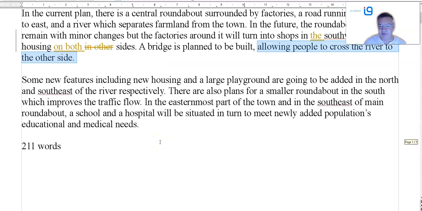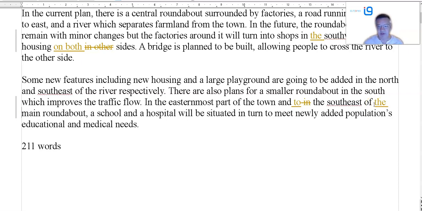"Some new features are going to be added, north, south, east of the river respectively." Well, there's not so much in the north, is there? "Also about small band of south, which improves the track." Again, I wouldn't put this kind of stuff. I suppose it might, but it doesn't necessarily say that that's what it will do, you know. "Town southeast of the main round, and to the southeast." Now, watch these prepositions and articles: of the main roundabout.